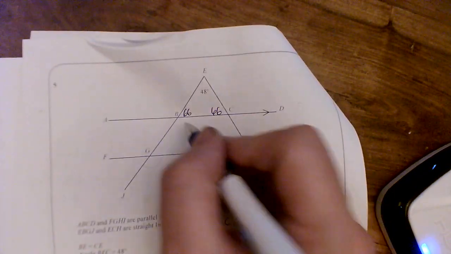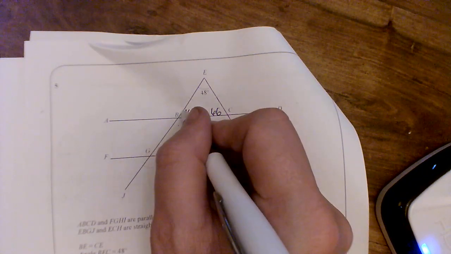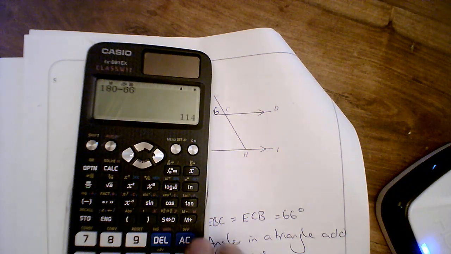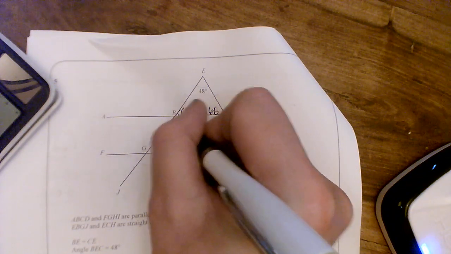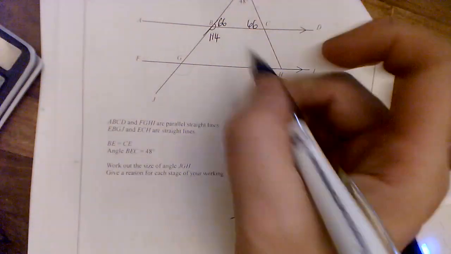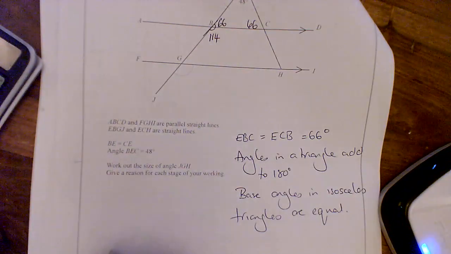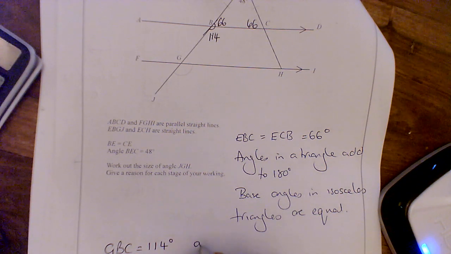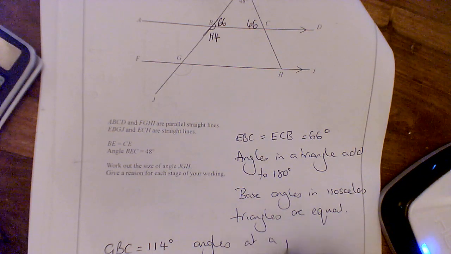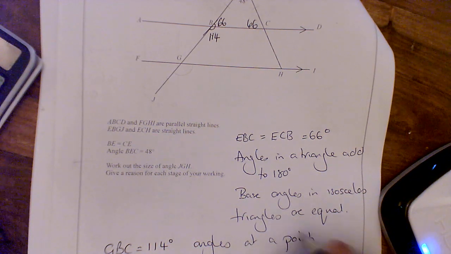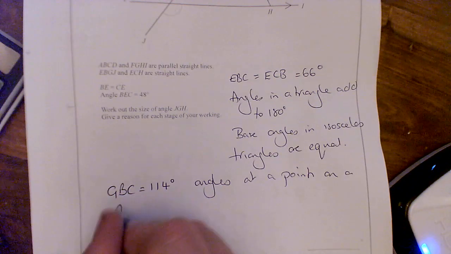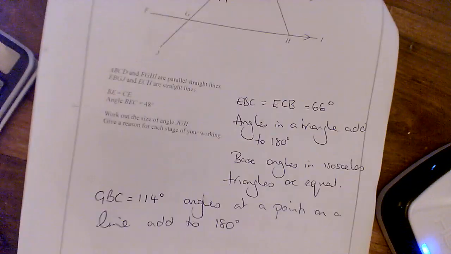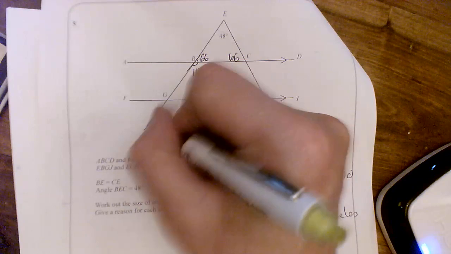The next angle I'm going to get is this one here, and that's just these two are on a straight line, so they'll add to 180. So if I just do 180 take away 66 I get 114, so this is 114. Let's have a look why. So we've got GBC there, so GBC equals 114 degrees, and that's because angles at a point on a line add to 180.